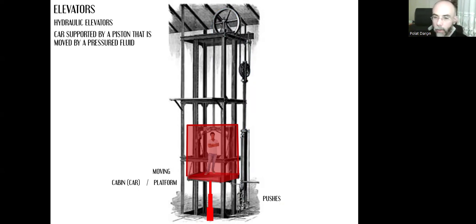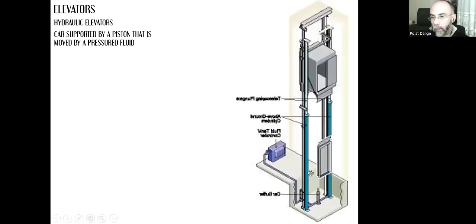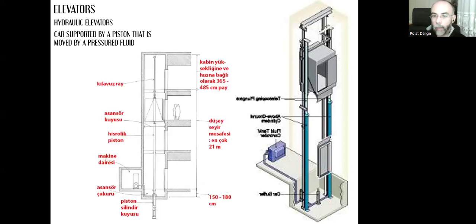And that piston can be in the central part below the cabin, or at the sides of the cabin. So in this example, we have the pistons that move the cabin on the sides. And as you can see, the machinery is at the bottom this time. We don't need a penthouse at the top, and that's the section. But we still have the pit in order to have this buffer part for the accidents.